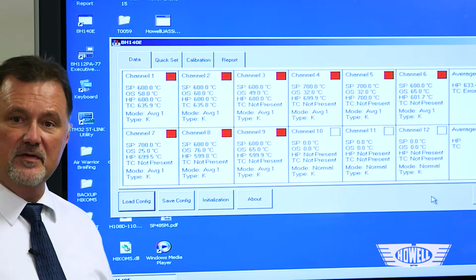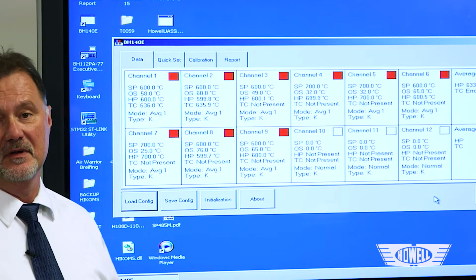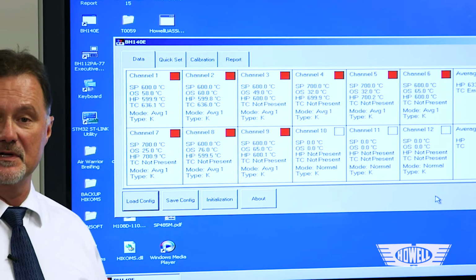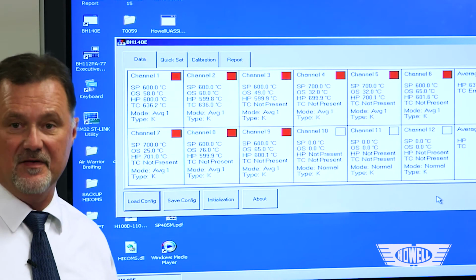So this hopefully will give you an idea of the different things that can happen. And next we'll start talking about what do I do, how do I test these thermocouples using the Rolls-Royce specified H395 made by Howell Instruments.